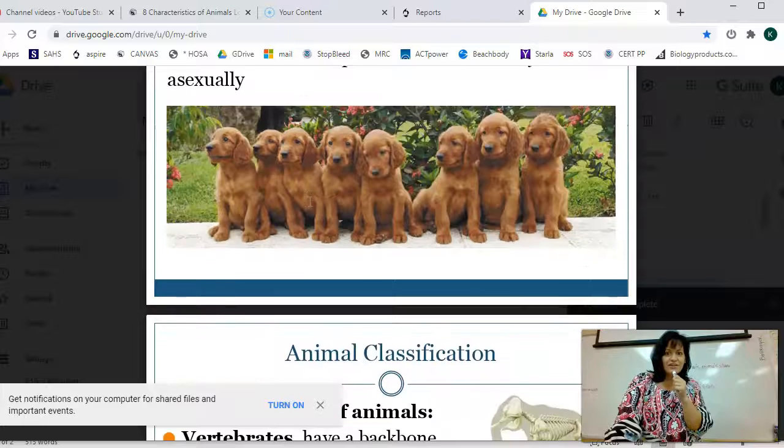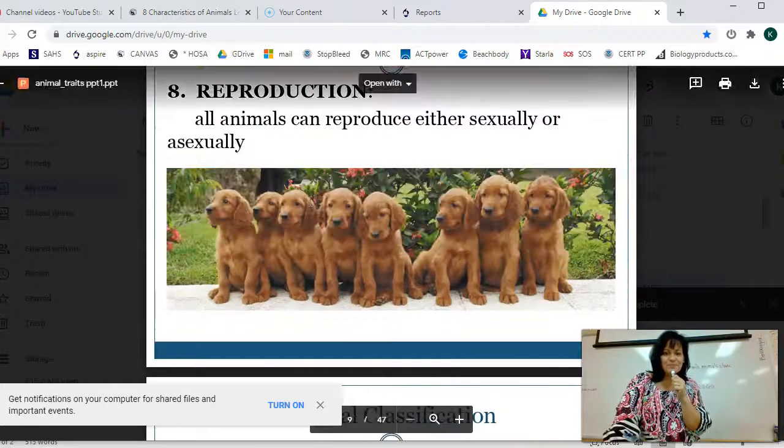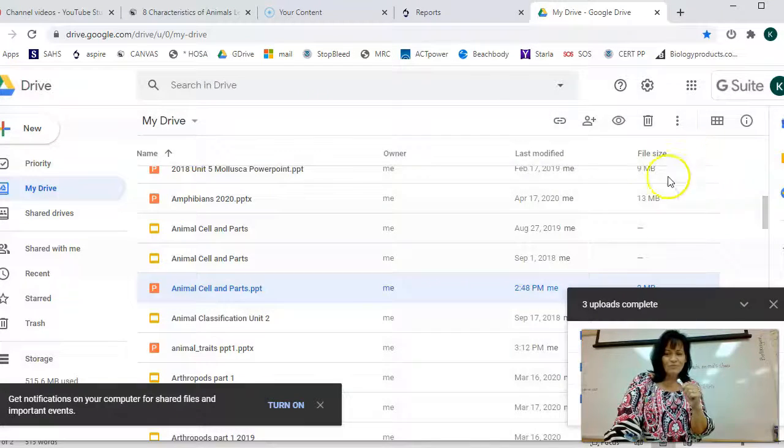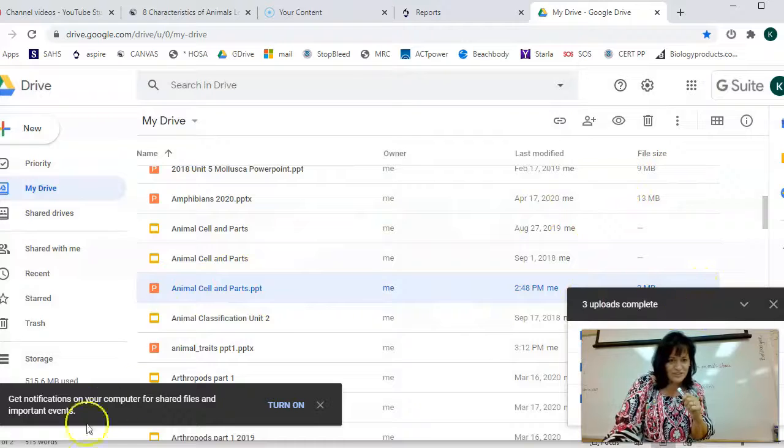And I think we're good here. Yep. I got to figure out how to turn this off. I'm still learning this stuff, guys.